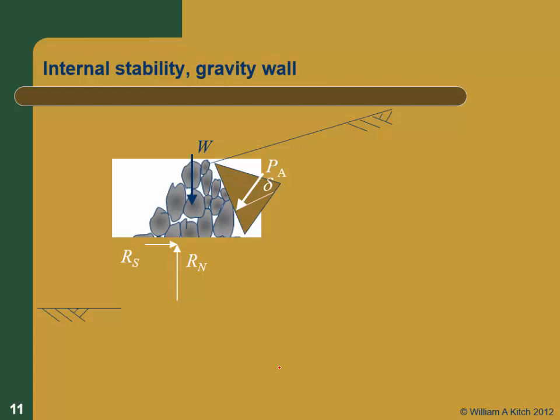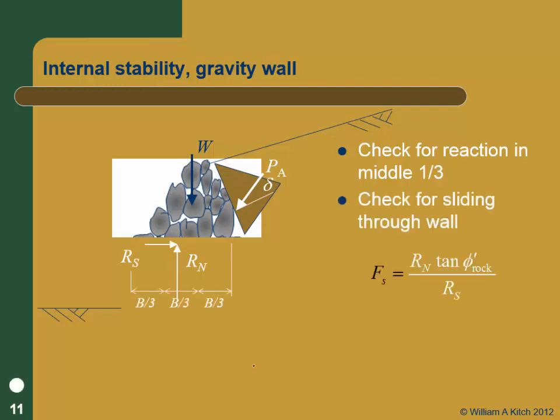And in this case, we're going to have to check that the reactions are in the middle third, because this particular method can't carry any tension, right? This is just a bunch of dry stack stones, can't have any tension, so we've got to have compression all along the thing, or else it is going to fail at the back. We're going to check for sliding.